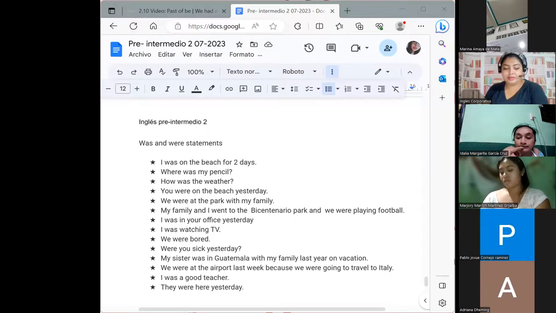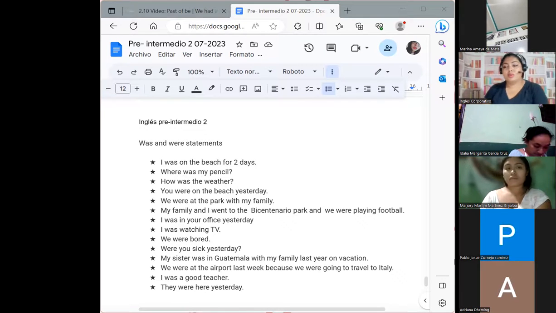For a vacation in August, my family and I went to the Bicentenary Park. There, we were playing football. When suddenly it started to rain, I went to bring the car to the parking lot. After that, we went to eat pizza in the mall Metropolis Plaza. Then we were going to visit my uncles, but my parents were tired and they wanted to go home. And for dinner, we spent buying pupusas.